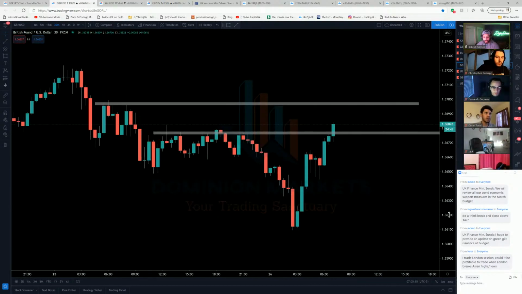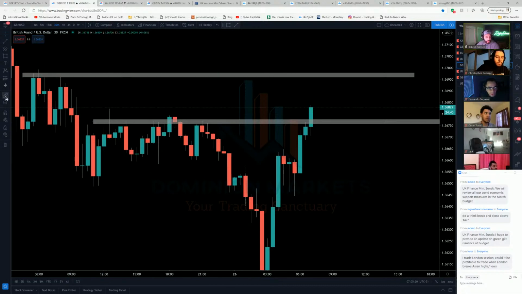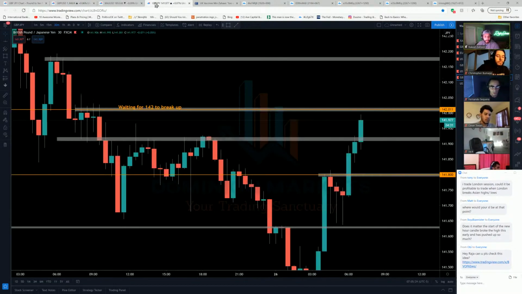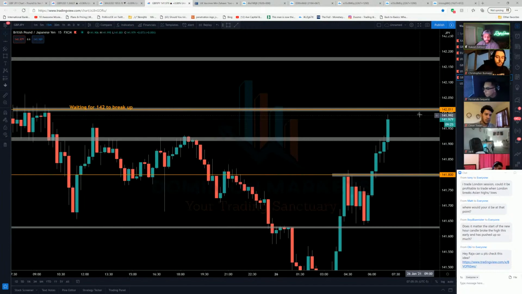Looks like GU is also going to move in this 20 pip range over here for price to continue moving up. We broke above the high, so it should be continuing bullish here. See, GU has a much better range than pound yen. Pound yen is just at like the 142 area over here. So we'll need price to break above 142 and then continue bullish.